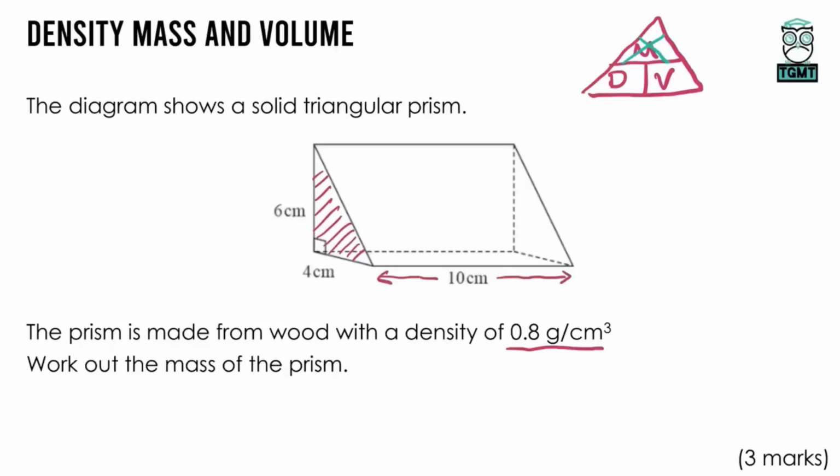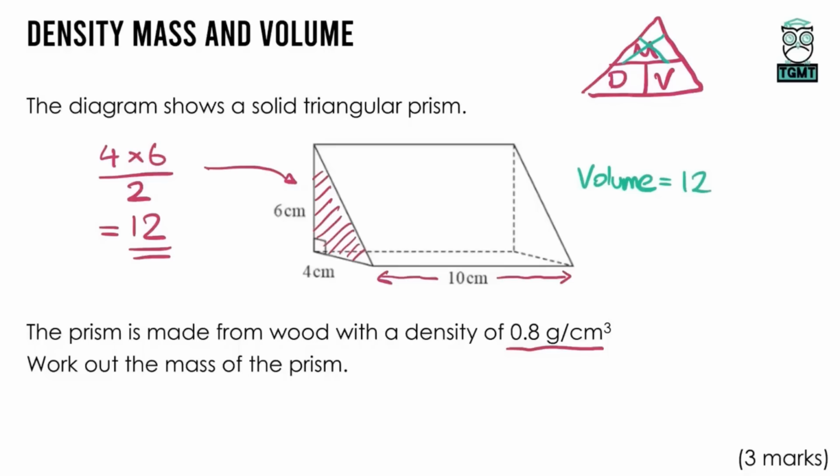So we need to know how to work out the area of a triangle, which is base times height divided by 2. So here the base is 4, the height is 6, and we're going to divide that by 2. That is equal to 12. So the area of the cross section is 12. To get the volume, you take the area of the cross section and you multiply it by the length that it goes through the shape. So 12 times 10 gives us a volume of 120 centimetres cubed.